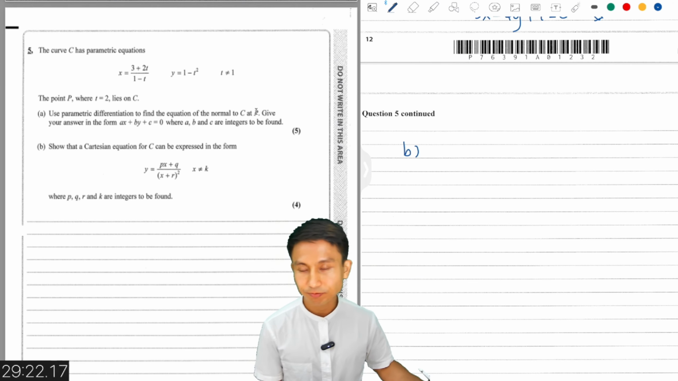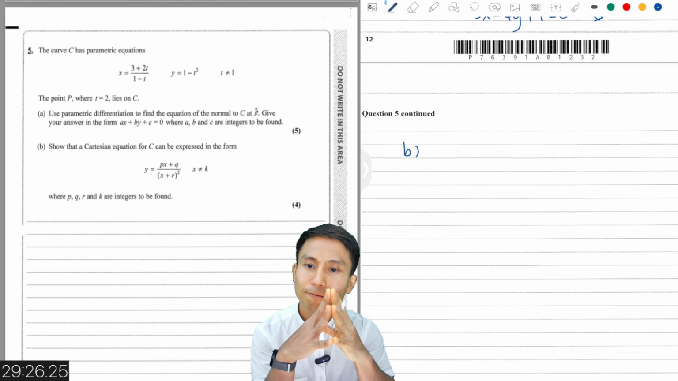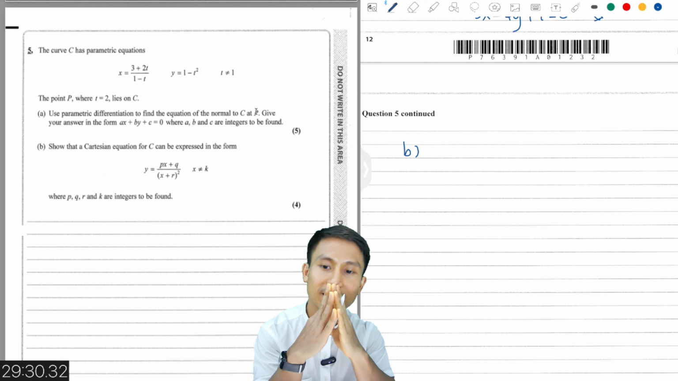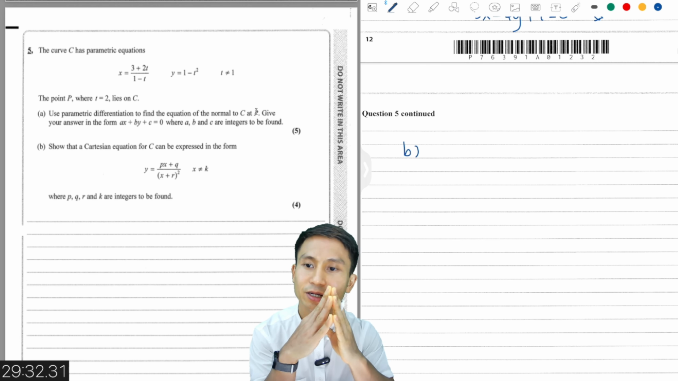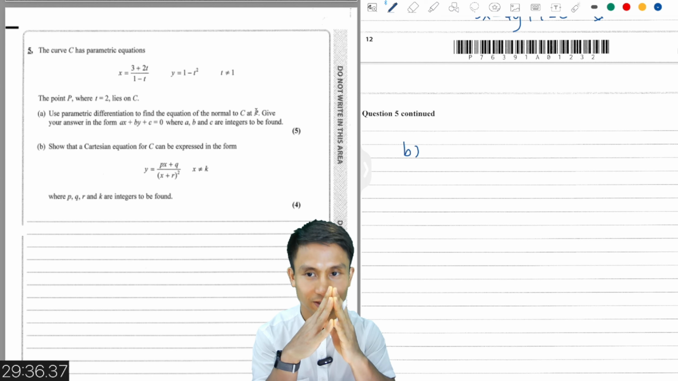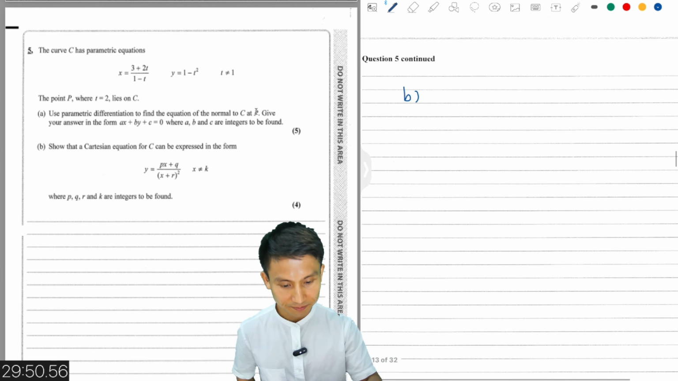Well, okay. Let me think. So that is 1 minus t and 1 plus t, right? Interesting. Well, we can make t the subject from the x parametric equation there, and then we sub back into the t squared in the y. How about that? Is there any better way? I don't see it yet, so I'm going to go with that.